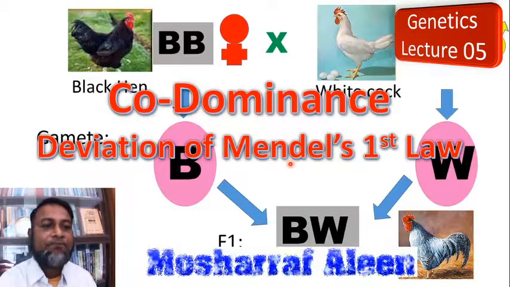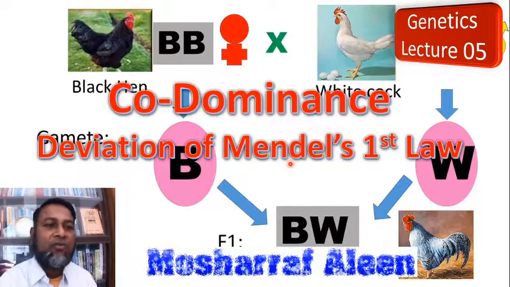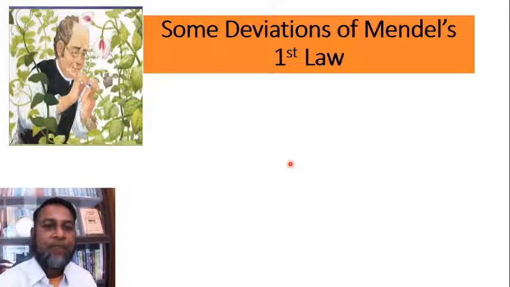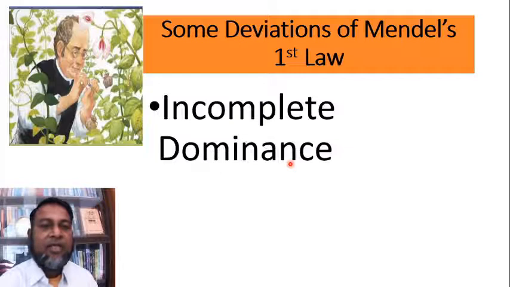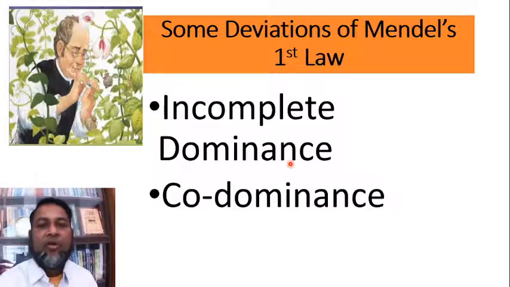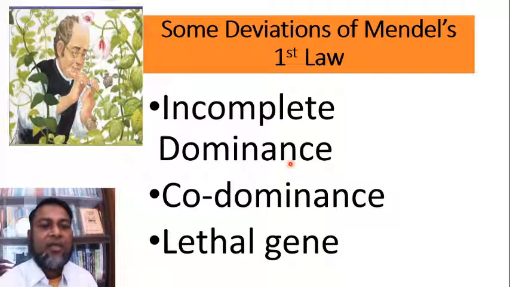Today we discuss codominance, a deviation of Mendel's first law. I think this lecture will be very helpful for us. Some deviations of Mendel's first law are incomplete dominance, codominance, and lethal gene. In the previous lecture, we discussed incomplete dominance. Today we discuss codominance, and in the next class we shall discuss lethal gene.